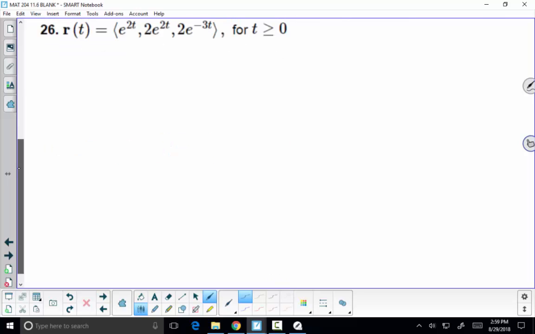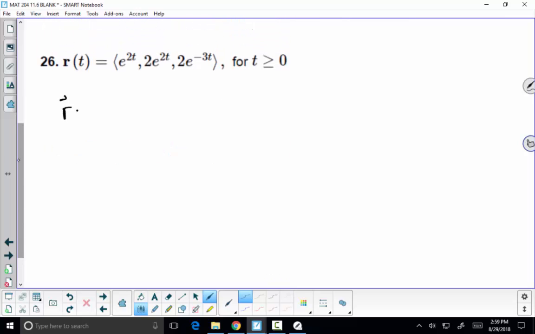This one will be a little bit different. So r prime will be 2 times e to the 2t, comma 4 e to the 2t, comma negative 6 e to the 2 minus 3t. Get that?